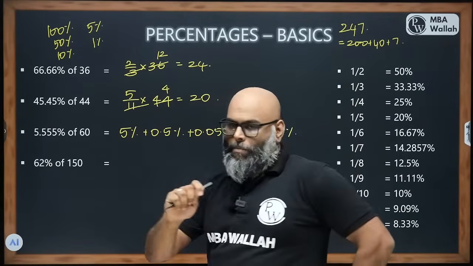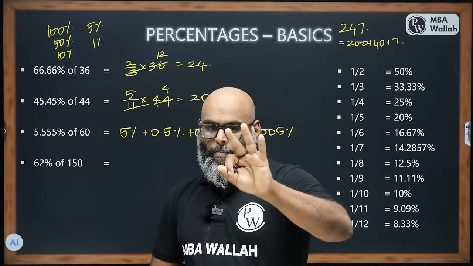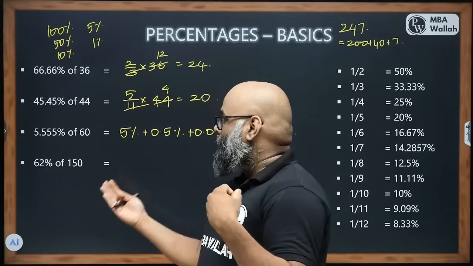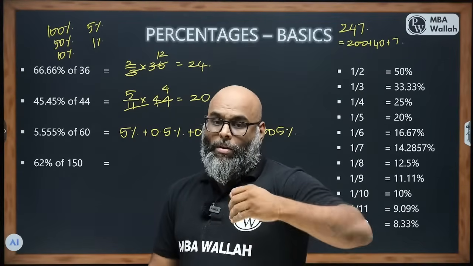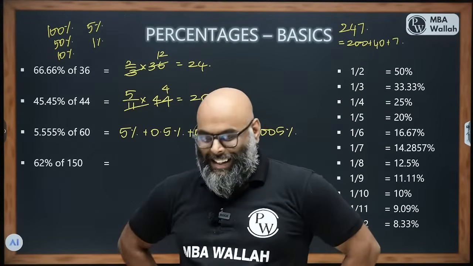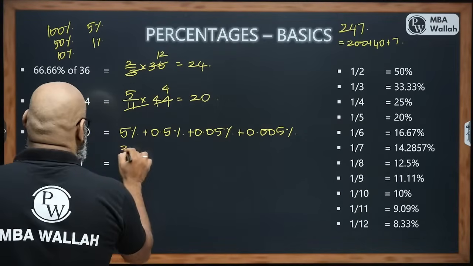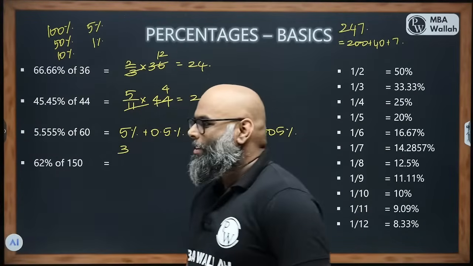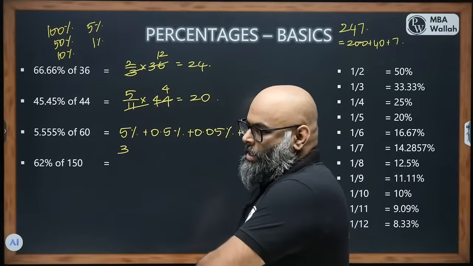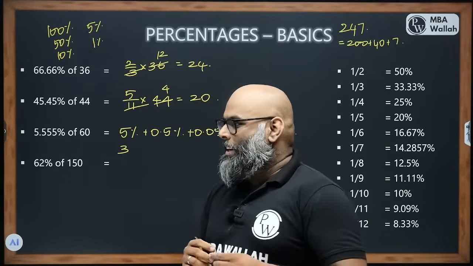Right? So in this case, this is easy. 5% of 60. What is 10% of 60? Sorry, 10% of 60 is 6. Then what is 5%? That's 3. 10% is 6, 5% is 3. Then what is 0.5%?